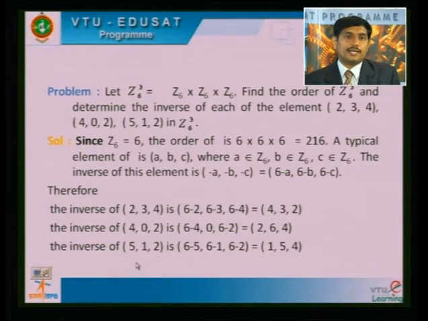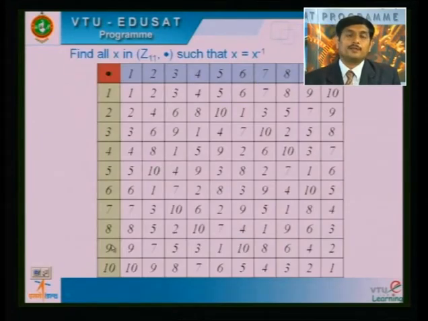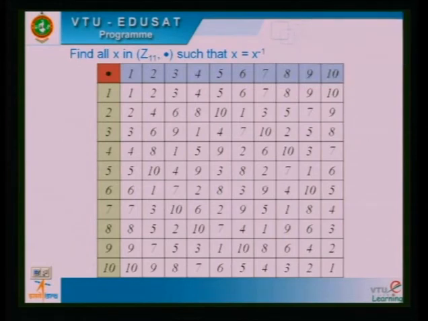And for (5, 1, 2), the inverse is 6 - 5, 6 - 1, 6 - 2, which means 6 - 5 is 1, 6 - 1 is 5 and 6 - 2 is 4. We get the inverses. Next, we can construct the multiplication table.